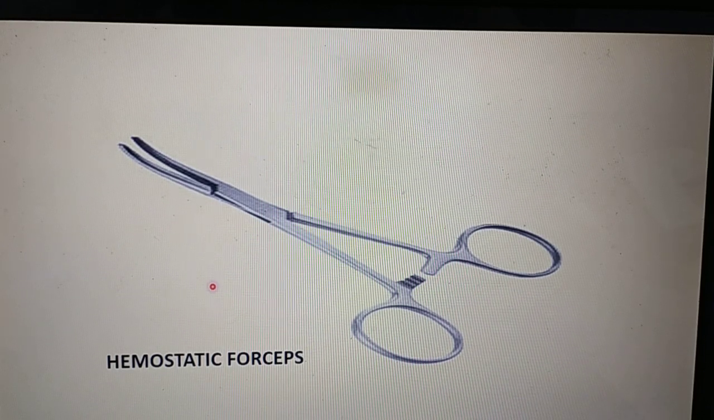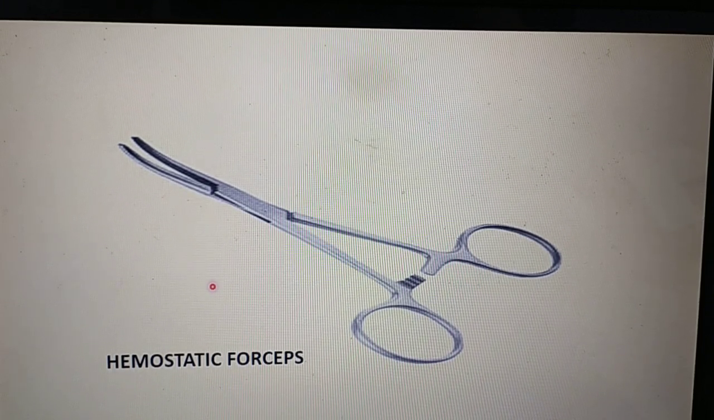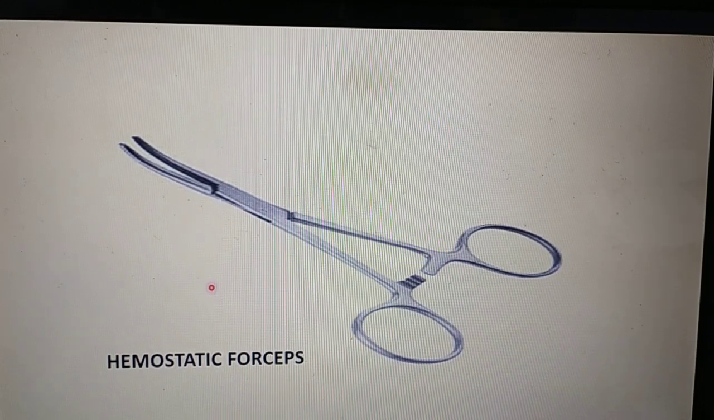This may be used to open an abscess by Hilton method. It may be used to hold the end of a ligature while suturing. It may be used to tie a knot after suturing. It may be used as a dressing forceps. During appendicectomy through McBurney's gridiron incision, hemostatic forceps may be used to split the internal oblique and transverse abdominis muscle. It may also be used to crush the base of the appendix during appendicectomy. So these are the uses of hemostatic forceps or artery forceps.